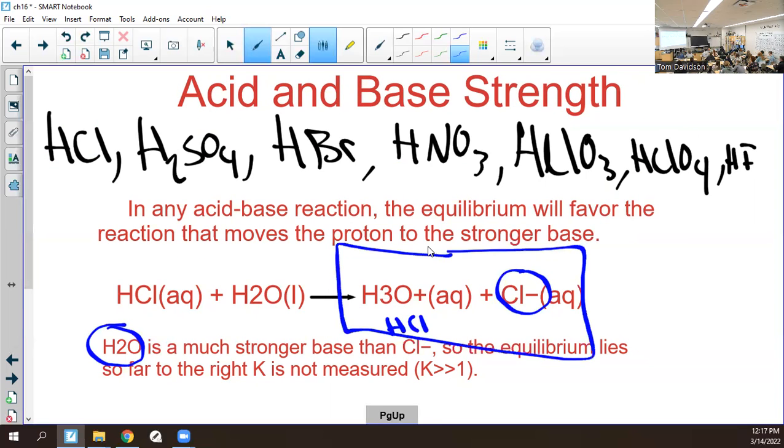Okay, in case you needed them again, at the top, those are the strong acids. I'm sure you have them memorized, right? No one does?